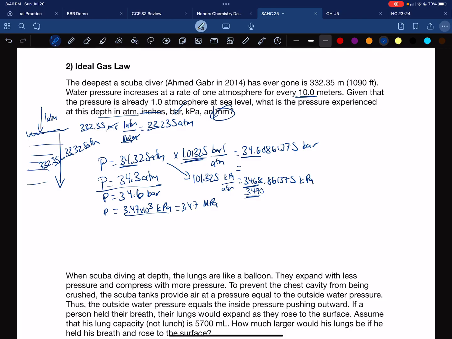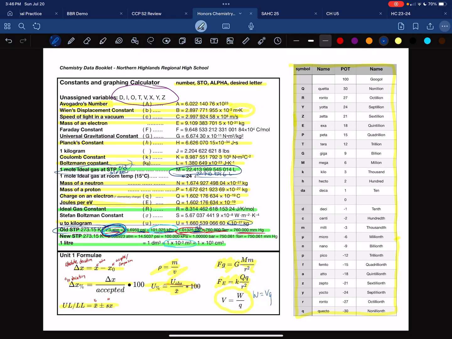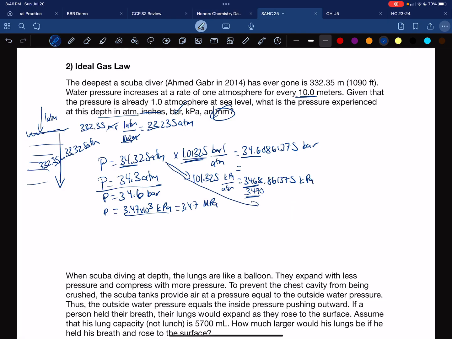And millimeters. So let's go to the millimeters. 760.000 millimeters per atmosphere. So we'll take this number again and multiply it by 760.000. It's going to equal 26,018.6 millimeters. Again, we can only express 3 digits, so we're going to say 2.60 times 10 to the 4th millimeters.